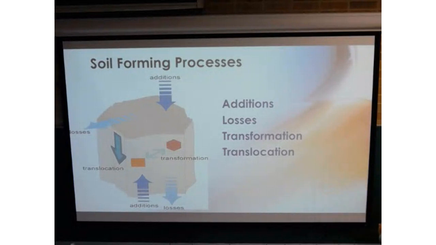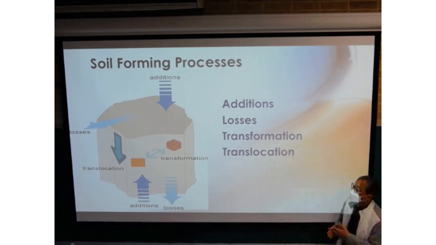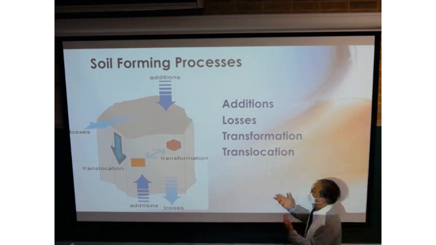So what are the soil forming processes? There are addition, loss, transformation, and translocation. Okay? Whenever I ask you to list the soil forming processes, some people say transportation: taxi, subway, ship, or airplane. That is transportation. There is no transportation here. Transformation, translocation. Okay.